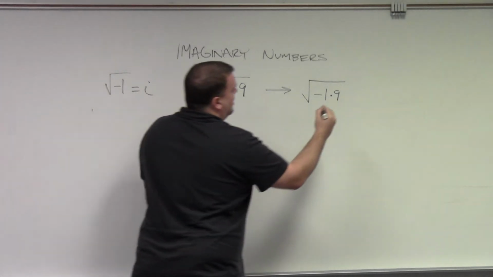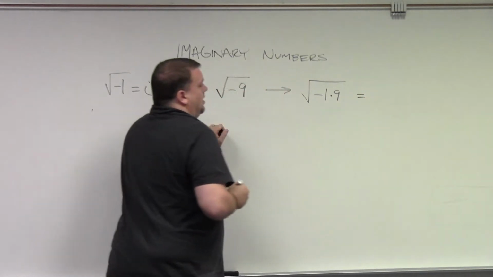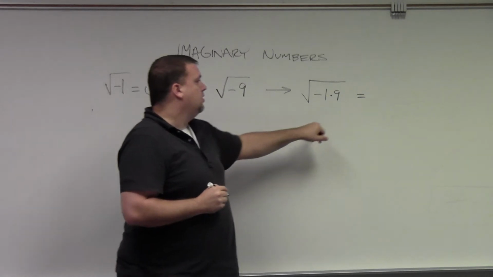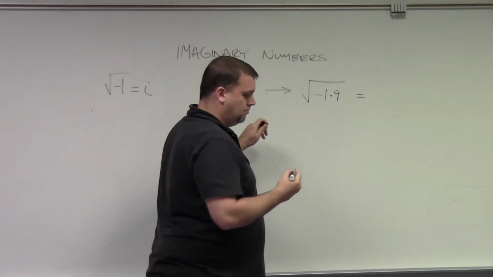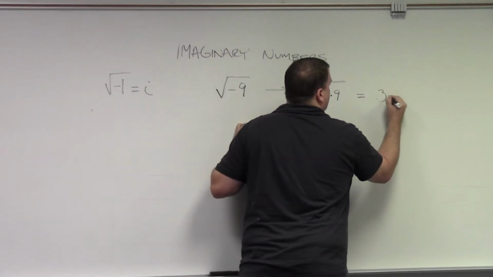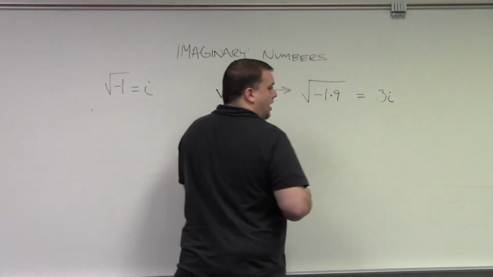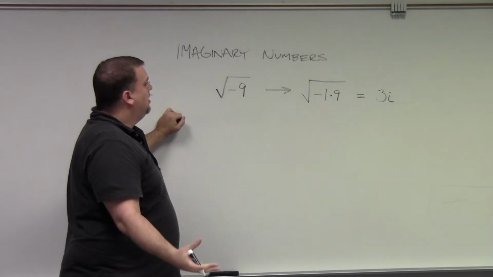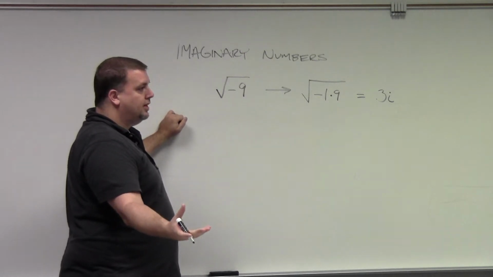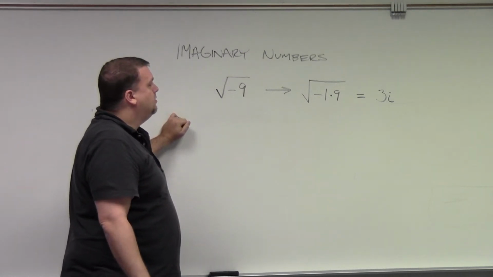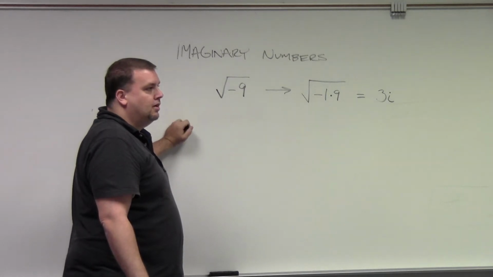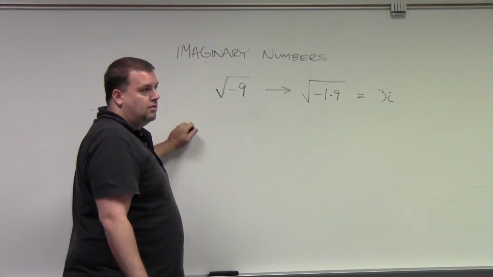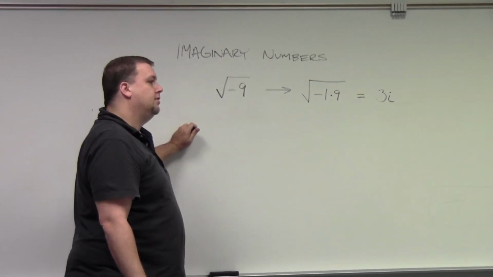So if I have negative 1 times 9, the square root of negative 1 is i. Well, what's the square root of 9? 3. So this would just become 3i. So you're basically taking the square root of the number like you normally would. Square root of 9 is 3, and you're just attaching an i to it to represent that it's an imaginary number rather than a real number.